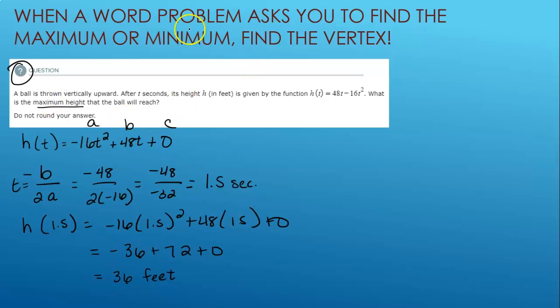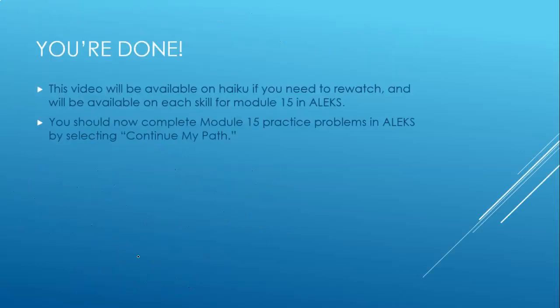So again, anytime you're asked for the maximum or the minimum, you take your axis of symmetry and you substitute it in to find your maximum height or time or cost or whatever it is that they're asking for. And you're done.